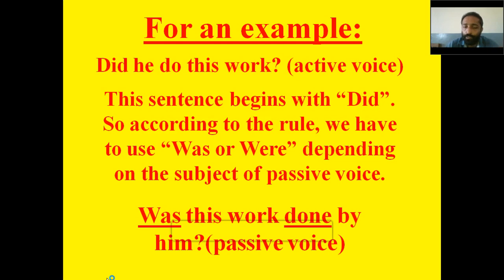Subject becomes the object. Object becomes the subject. Past participle of the verb. Use of by. Besides these 4 basic changes, we have used the word was because the subject is singular. This work is a singular subject, so we have used the word was. The reason for using was or were is that the sentence begins with the word did. So that is in past tense. In present tense we have do or does, so we have words like is, are. In past tense we have the word did, so we have words like was or were.